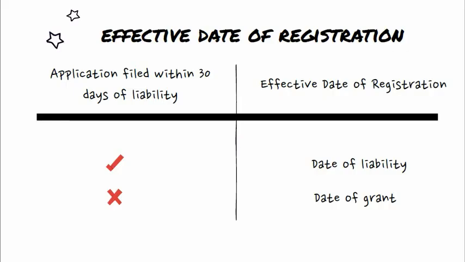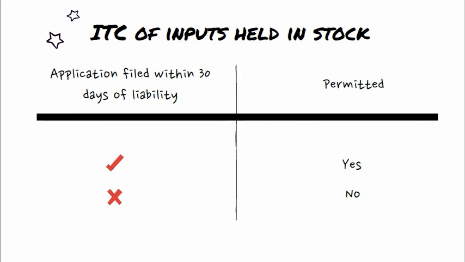Few points with regards to effective date of registration. If the application is filed within 30 days of liability, effective date of registration is the date of liability, else it is the date of grant of registration. The input tax credit on inputs held in stock will be permitted only if the taxpayer has applied for registration within 30 days from the date he became liable for registration.